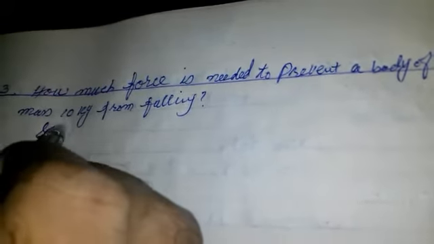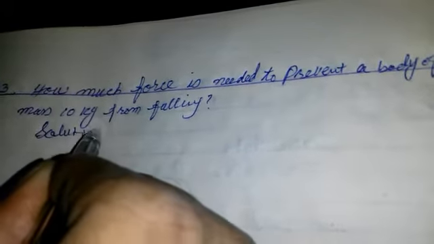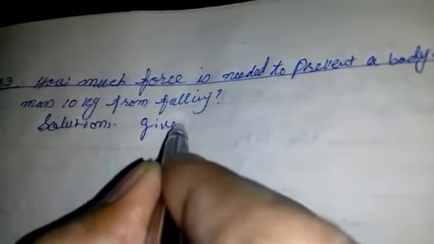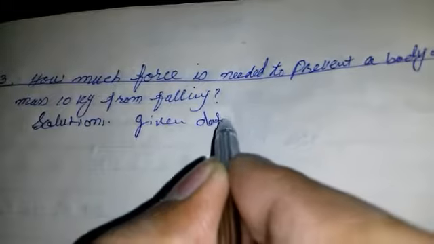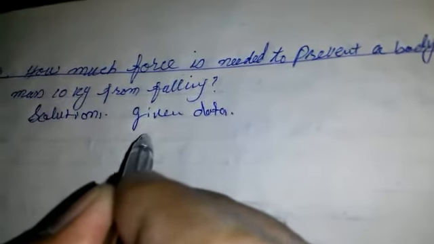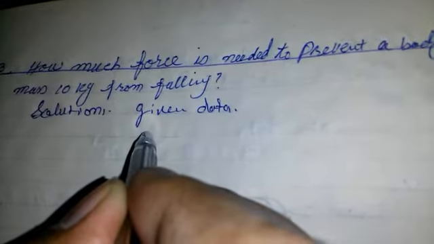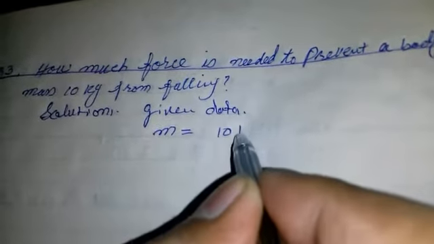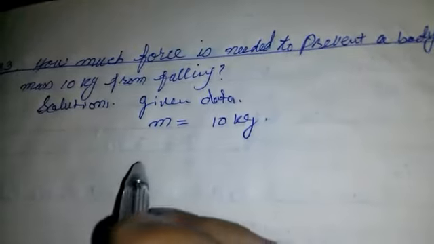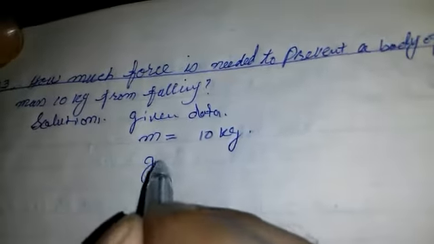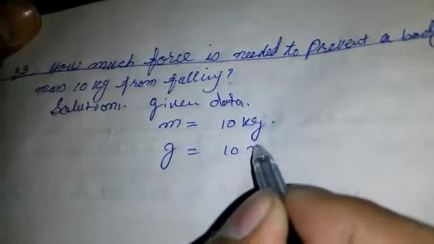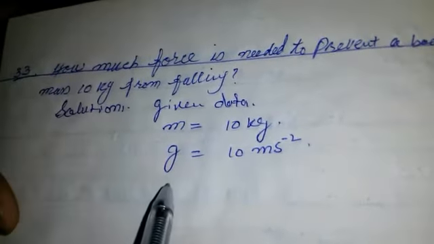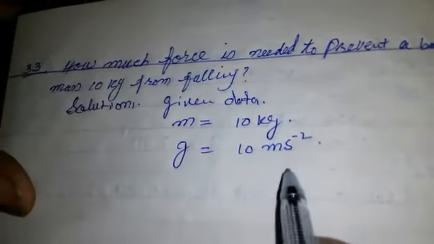Solution. Given data, m is equal to 10 kg, g is equal to 10 meter per second squared. We know the gravitational acceleration for free falling bodies.